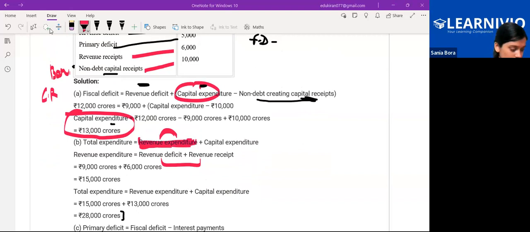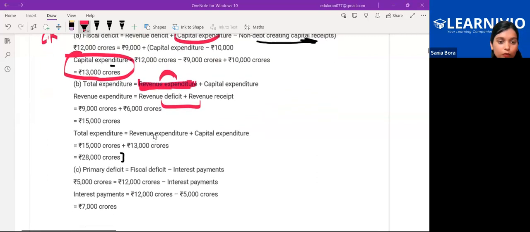TE is RE plus CE. So to find RE, RD plus RR. It will be 9,000 plus 6,000, which is 15,000. Then 15,000 plus 13,000 will be 28,000. Yes, ma'am. Correct.